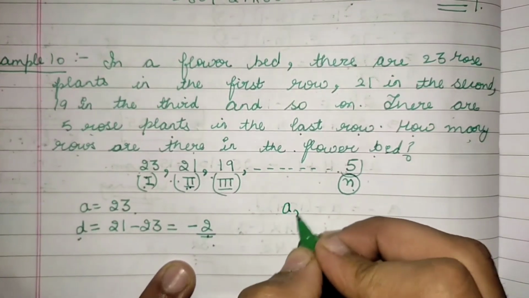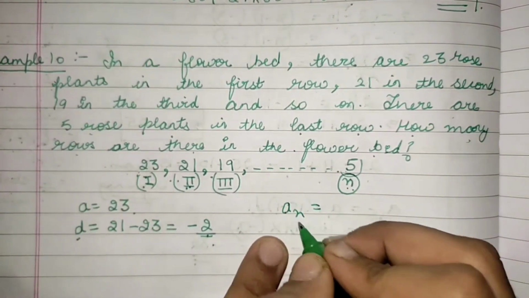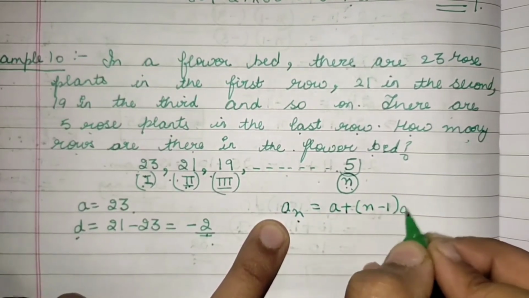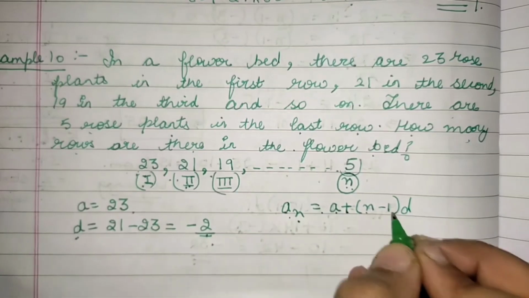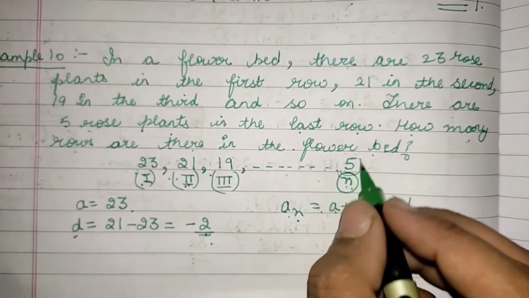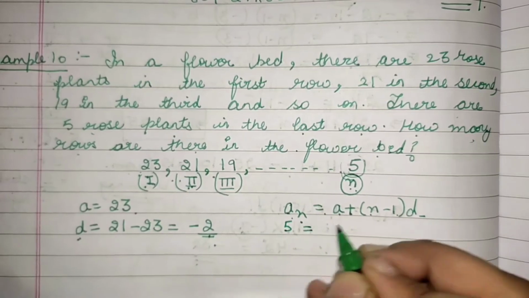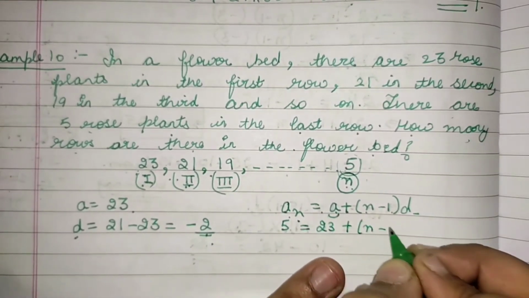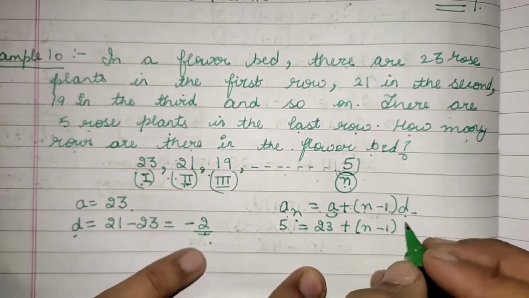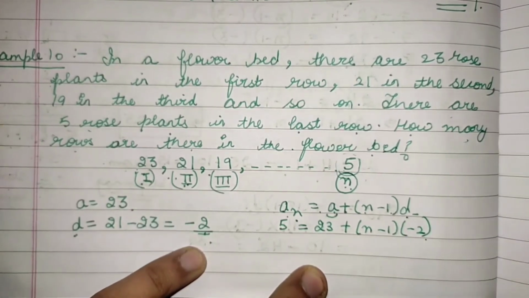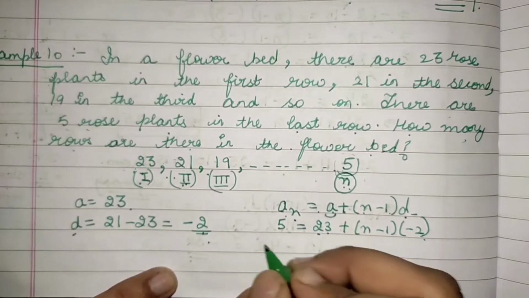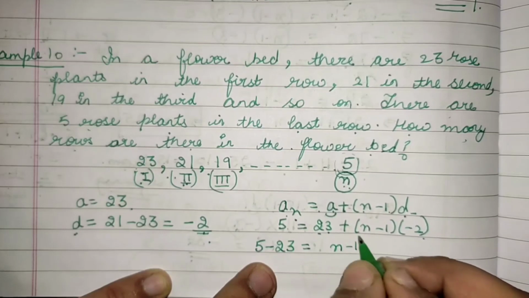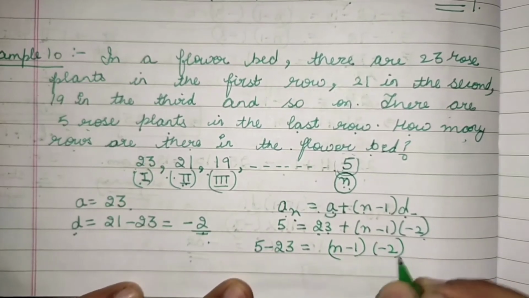Okay, so now if I have to find the value of n, which formula can I use? I can use the general formula, which is an equals a plus n minus 1 into d. So the nth value is my 5, a is my 23, plus n minus 1 into d. D is my common difference, this is minus 2. So this 23 is positive, so I will get a negative sign here. N minus 1 into minus 2.